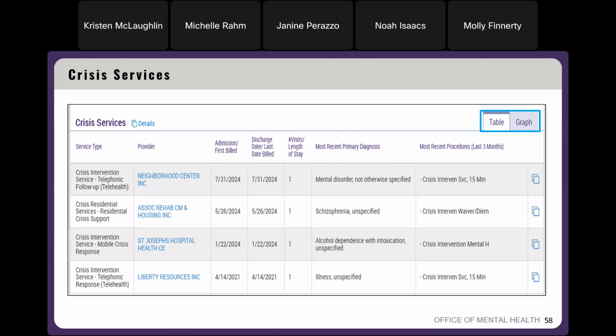And just like the outpatient information, right, you'll see the name of the provider, first and last date billed, length of stay. And again, if this was a residential stay, that might have a few days, but mobile crisis response usually a day. And then the diagnosis and procedures provided.